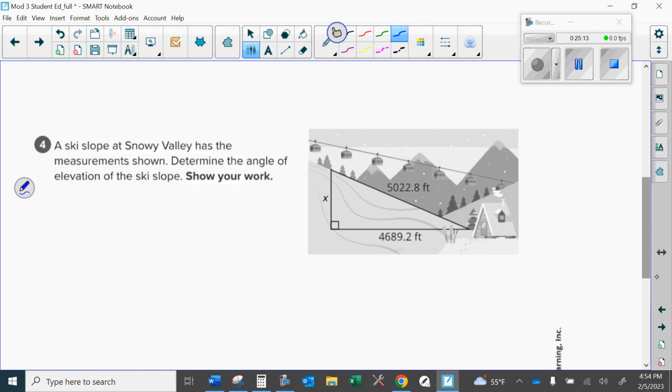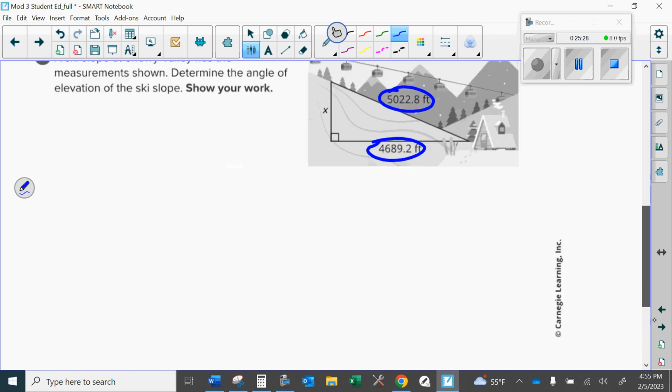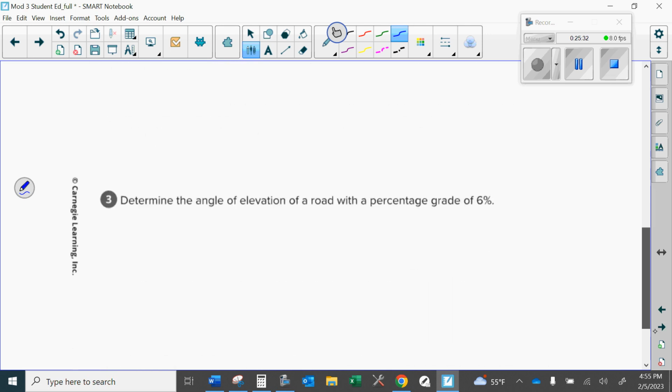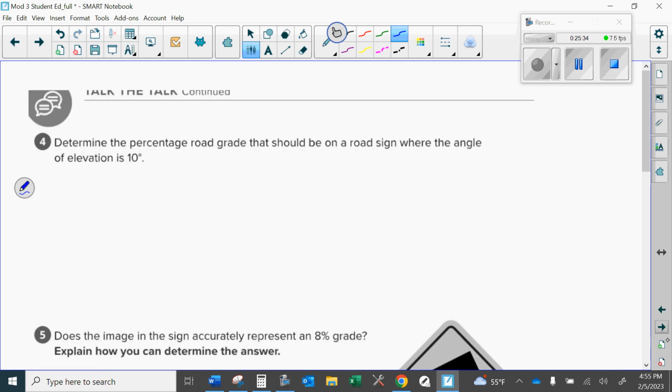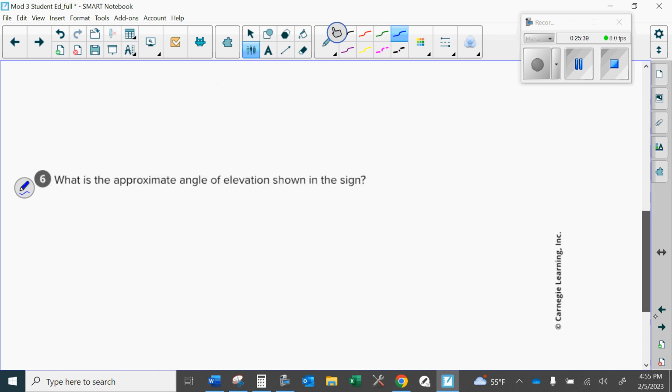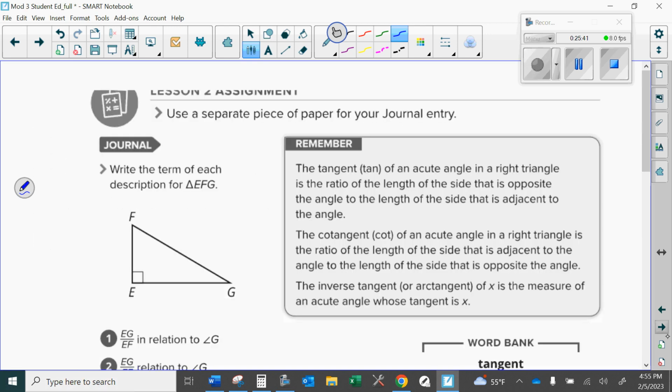Let's go ahead and do this one. Notice we have two of the three sides, so we can use the Pythagorean theorem here. You don't always have to use tangent or inverse tangent. If they give you two of the three sides, go ahead and use the Pythagorean theorem. a squared plus b squared equals c squared. All right, that goes ahead and does it.